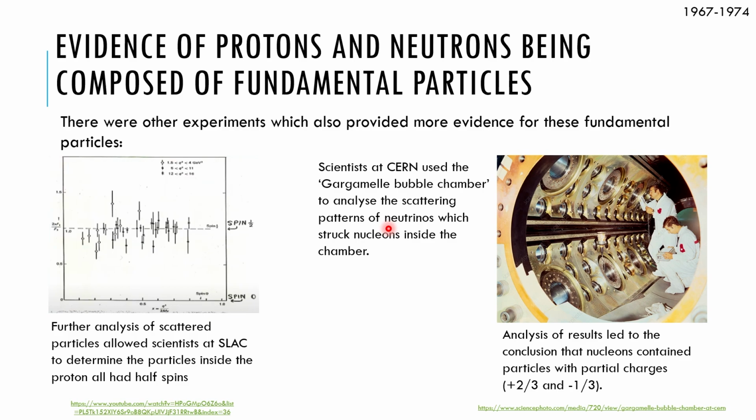I'm going to talk about neutrinos a little bit later in this video. For the moment, all you need to know is that neutrinos have mass, but they are exceptionally small, smaller than an electron, and they have no charge. So these neutrinos, again, struck nucleons inside the Gargamel bubble chamber. They were able to conduct scattering experiments. And when we look at their results, they came to the conclusion that the nucleons had little particles inside them, which contain partial charges of positive 2/3 and negative 1/3. Again, supporting the work of Gell-Mann.